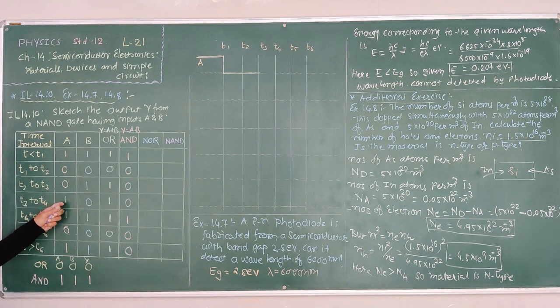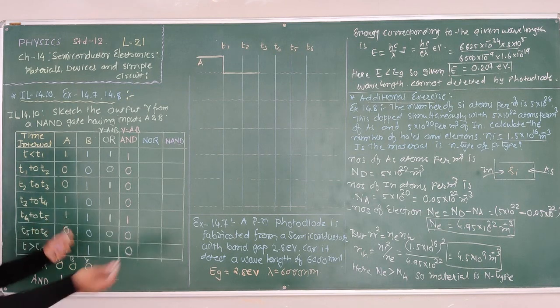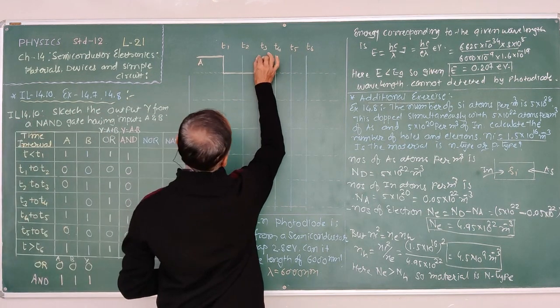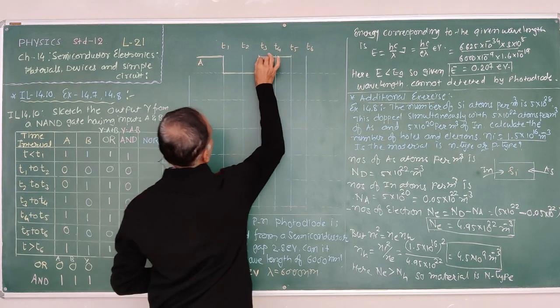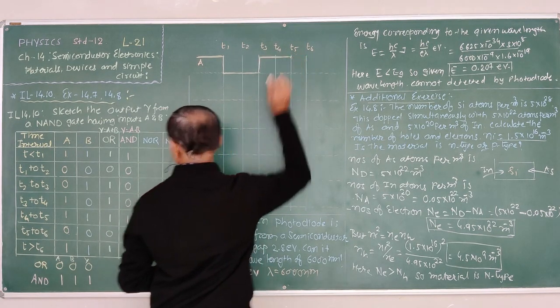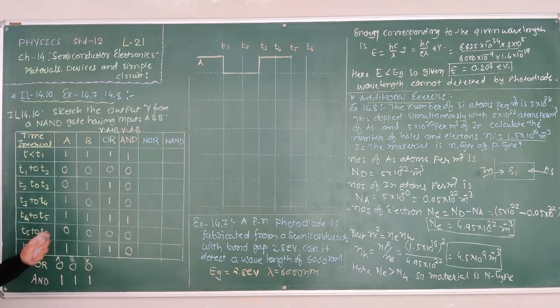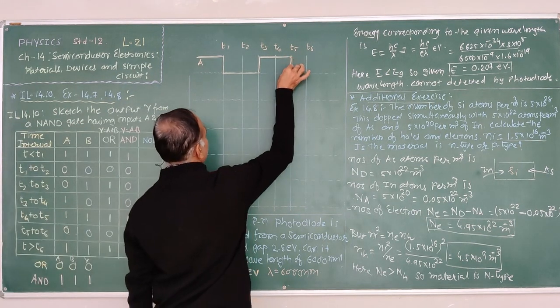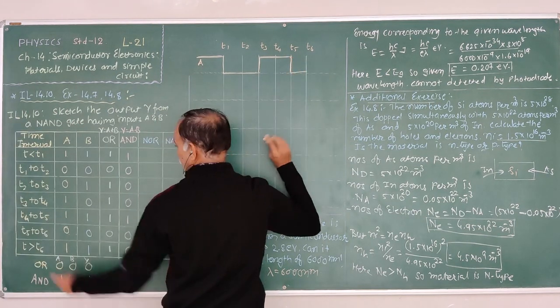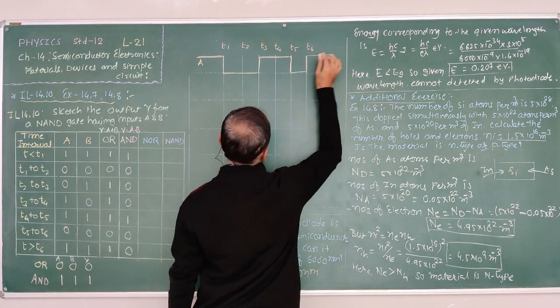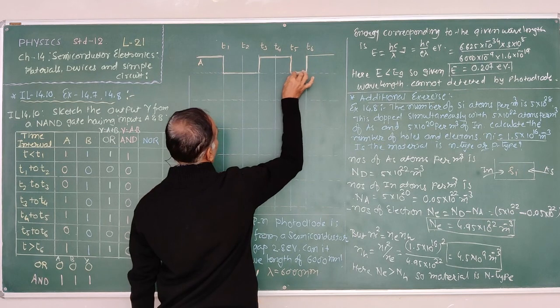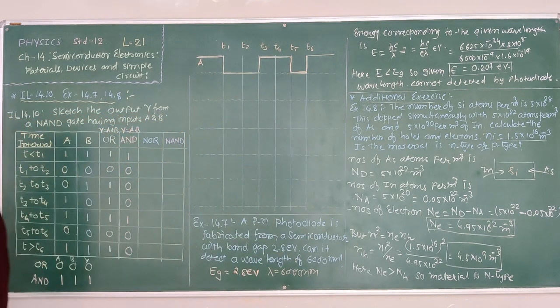T3 to T4, 1, and T4 to T5, 1. So T3 to T5, 1. There is the waveform of A. Now T5 to T6, 0. T6 and more, that is the 1. So there is the waveform of input A.